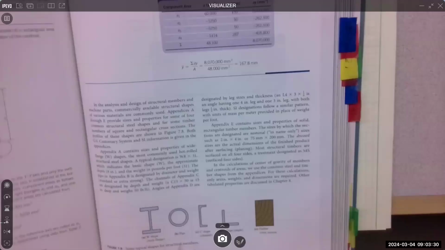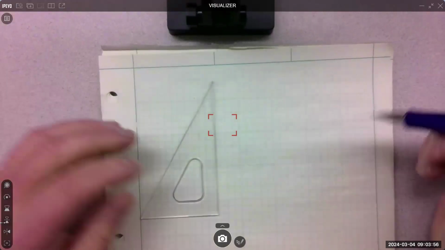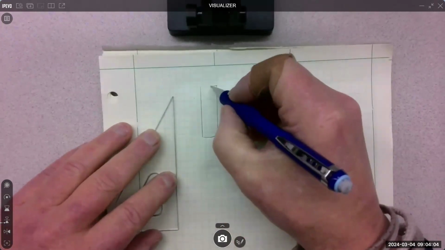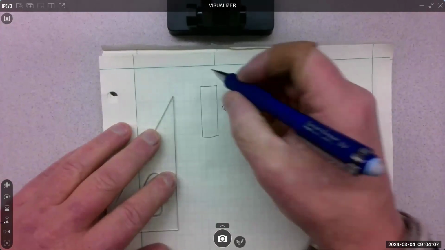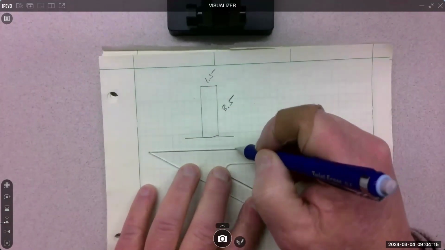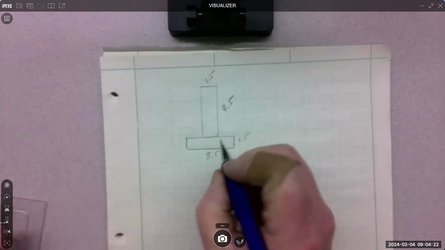Okay? And they do go through a few examples for you in the book, but I thought I'd do one here for you. And I'll just make it up. Let's say we have a, we're going to take a 2x4. Right here. So that is 3.5 by 1.5. And we're going to add a 2x4 to it. And we're going to keep it symmetrical. So again, this is 1.5 by 3.5.